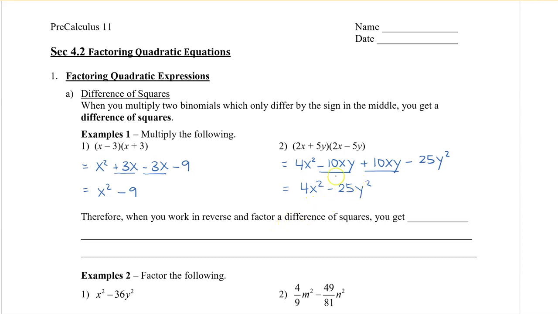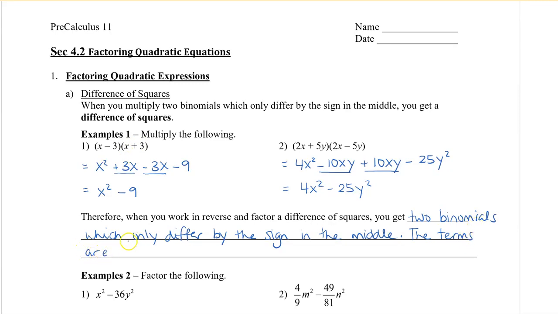So when I work in reverse and I want to factor these difference of squares, notice they're called that because the sign in the middle is a minus, and each of the single terms are squares. Then we're going to get two binomials when we factor, which only differ by the sign in the middle. So what I'm talking about is going in reverse. Okay, so x squared minus 9, when I factor, I get a minus and a plus. And then each of the terms are the square root of each term in the quadratic.